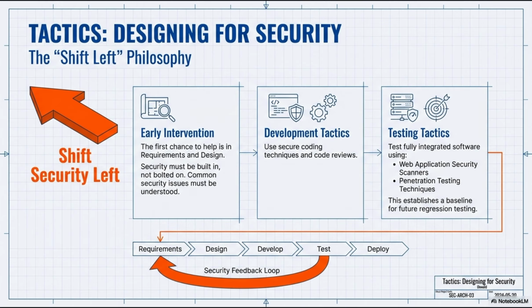So you have to plan for how you're going to secure your app in the very beginning, not at the very end. You're going to want to use secure coding techniques and code reviews during development. And when you're testing it, you're going to want to test fully integrated software using both web app security scanners, penetration testing techniques, and more. And this establishes a baseline for future regression testing.